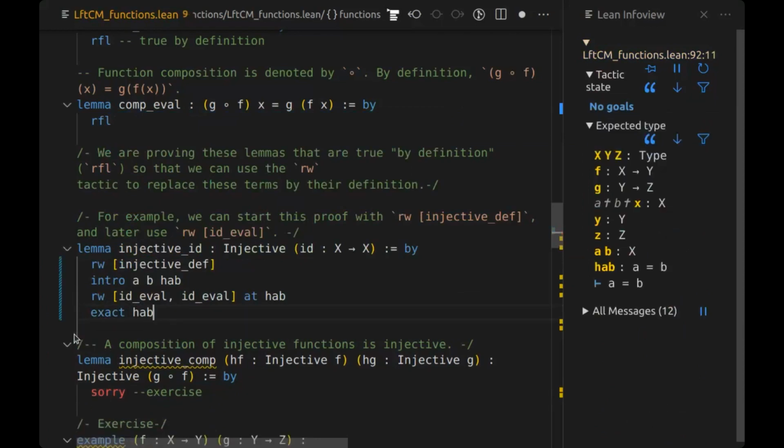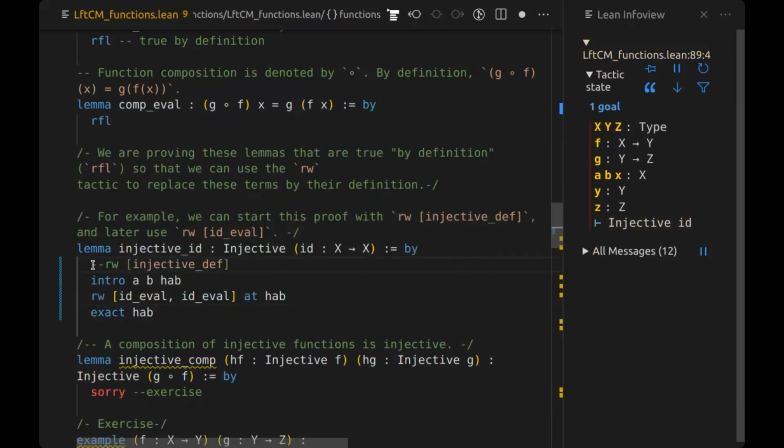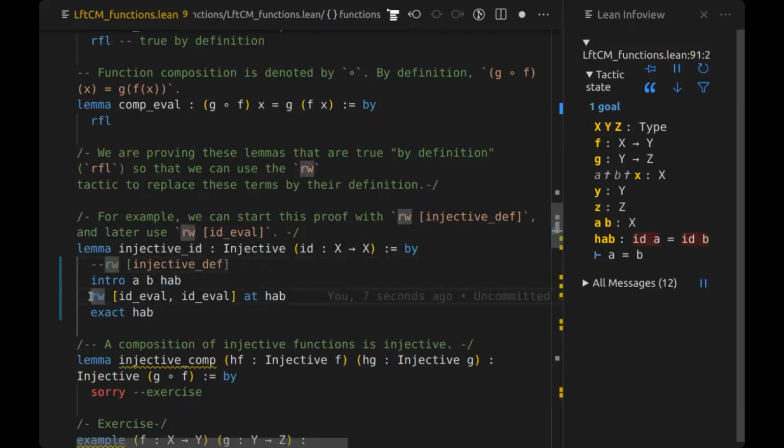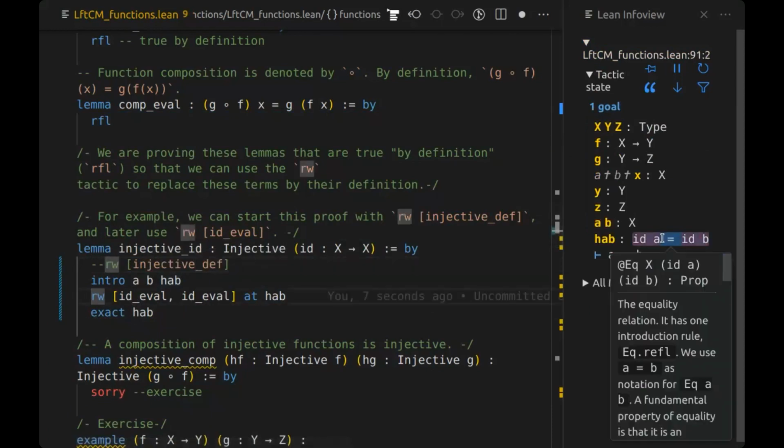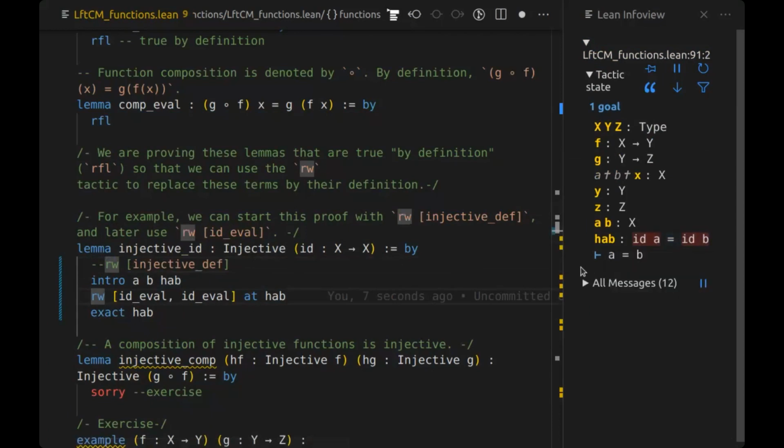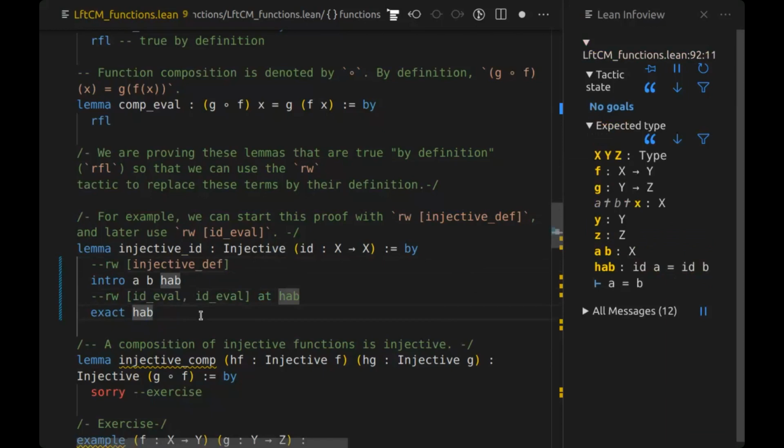A comment here is that some of these rewrites that I have done, well, all of the rewrites in this case are not really necessary for Lean. Right? So if I comment this line, rewrite injective def, everything works still the same, right? Because Lean can see through this definition. So I can just start doing the intros right away. And similarly here, identity of A is by definition the same as A. So I can omit this line and I can just do exact HAB.